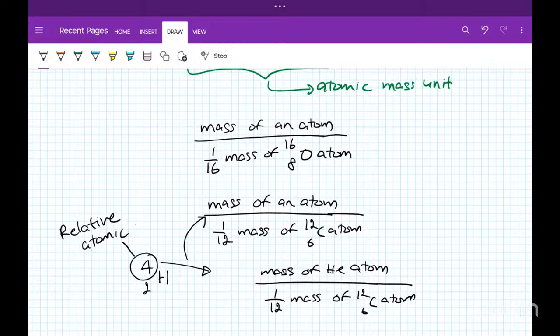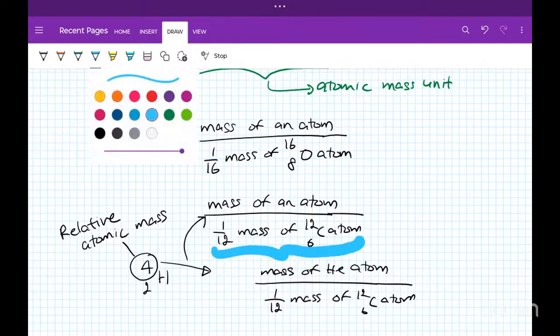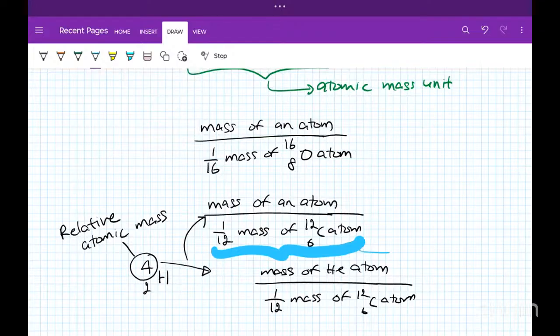It is relative to the atomic mass unit. What is the atomic mass unit? This one is the atomic mass unit, right? This is the atomic mass unit used up to now.